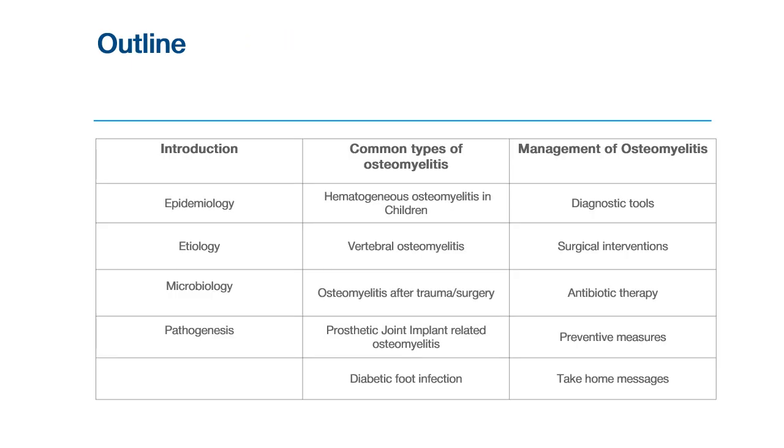The lecture is divided in three parts. In the first part, I will discuss the epidemiology, etiology, microbiology, and pathogenesis of osteomyelitis. In the second part, I will concentrate on some common types of osteomyelitis like hematogenous osteomyelitis in children, vertebral osteomyelitis in adults, osteomyelitis after trauma or surgery, prosthetic joint implant-related osteomyelitis, and diabetic foot infections.